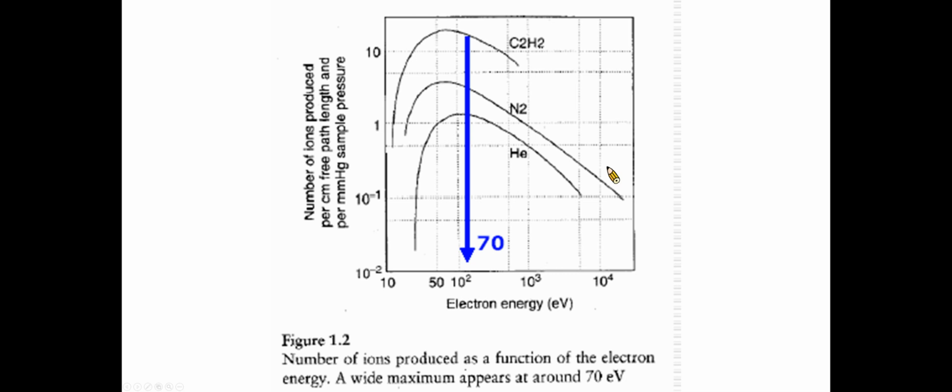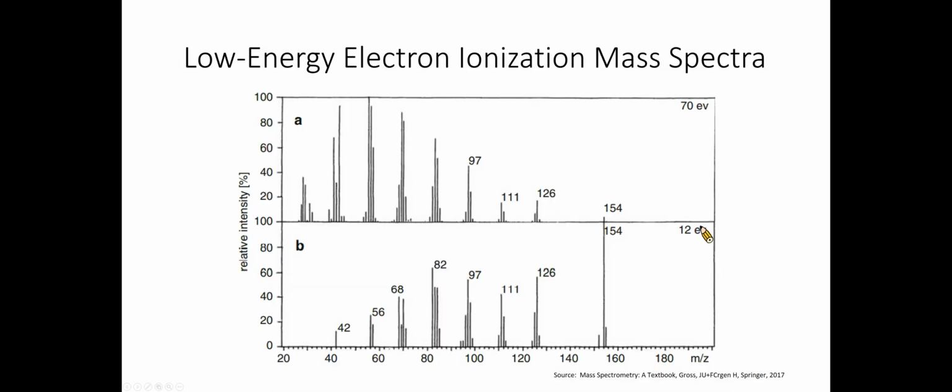But why use 70 electron volts? This is because the experimental data shows that the maximum number of ions produced is at about 70 electron volts. Low energy primary electrons limit the excess energy deposited onto a molecular ion. Using 12 to 15 electron volts instead of 70 electron volts still ionizes most compounds, while disadvantageous fragmentations are reduced.